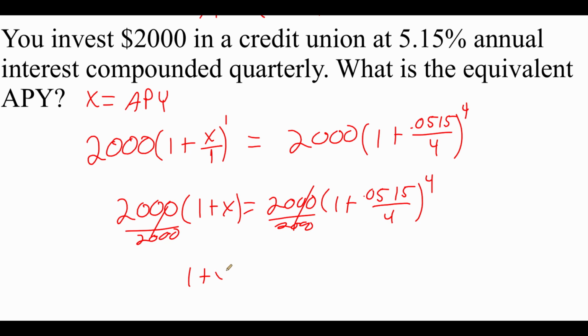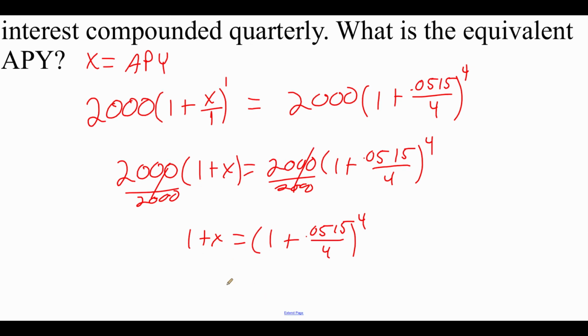So I get 1 plus x equals 1 plus 0.0515 over 4 raised to the 4th power. And then our goal here is to solve to try to get x alone because we're trying to find this annual percentage yield. So all I have to do is subtract that 1 over to the other side. So then we end up getting x equals 1 plus 0.0515 over 4 raised to the 4th power minus 1. And if I type all of that into my calculator, I should get the decimal 0.0525. So that's our annual percentage yield.